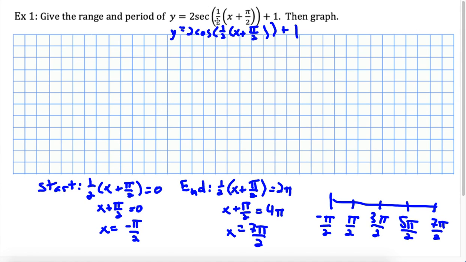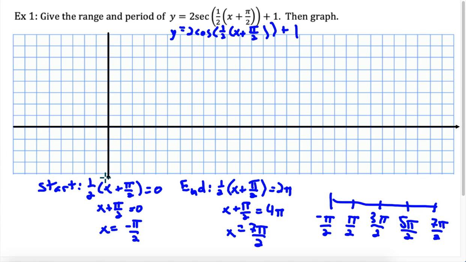Then for the y-axis, if I'm going up 1 and my amplitude is 2, my range would end up being negative 1 to 3. So let's get our axes in here. If we're going negative 1 to 3, I'll put the x-axis there, and I know I'm shifted to the left a little bit, so I'm going to bring my y-axis over a little bit and then label our points.